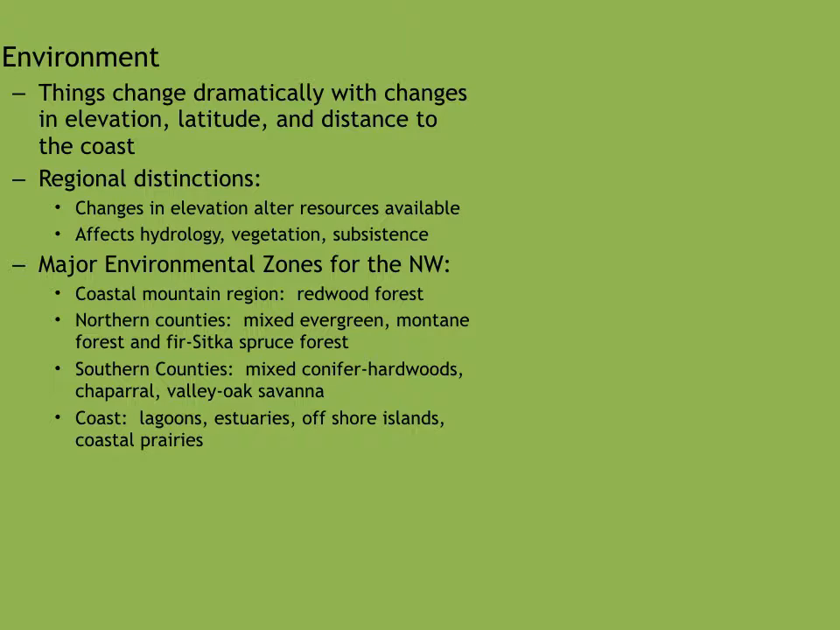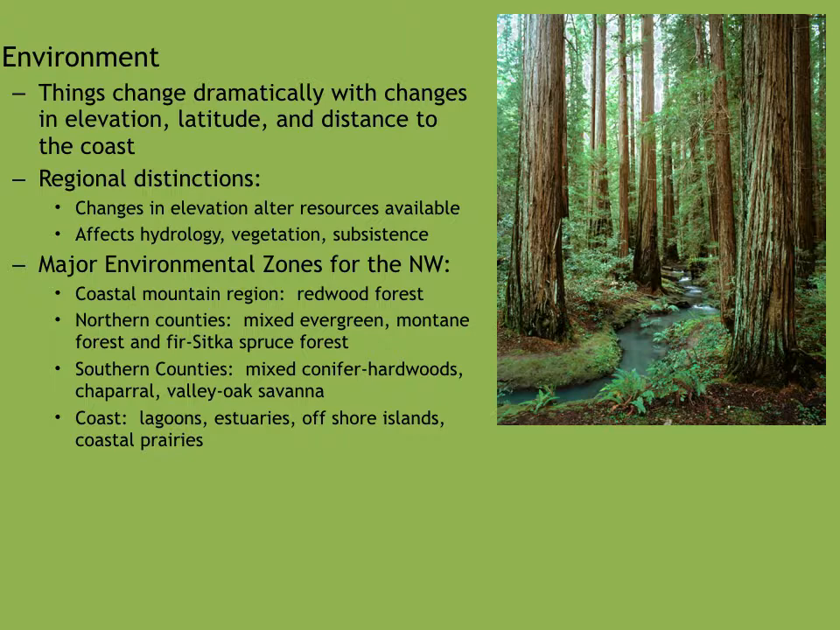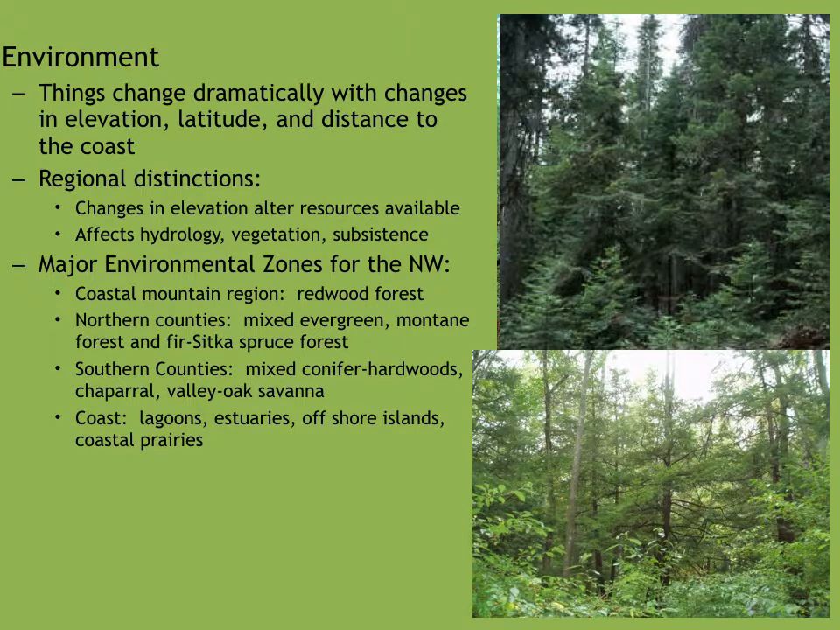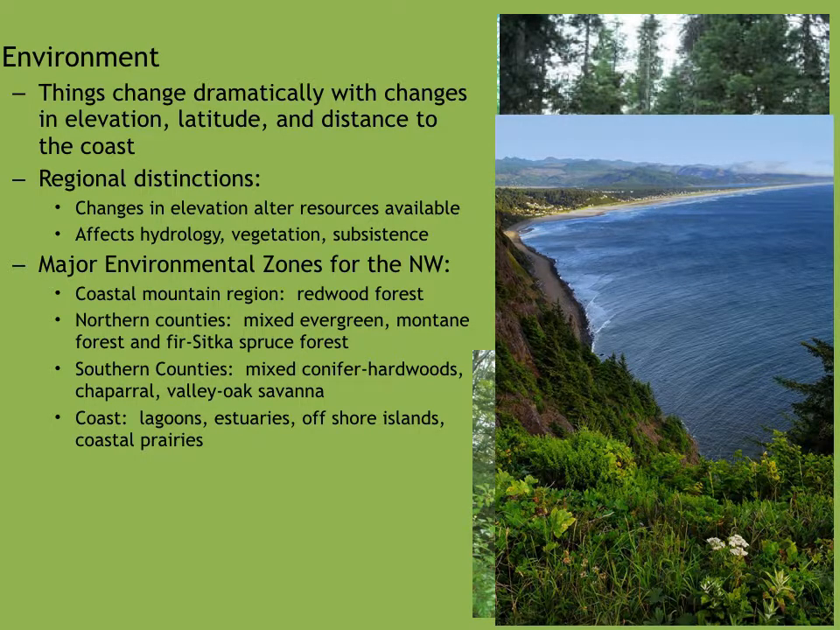So some of the major zones in the Northwest. There are four major zones. We have the coastal mountain region, dominated by the redwood forests. In the northern counties, there are mixed evergreens, montane forests, and fir Sitka spruce. So really heavy fir forests, evergreen forests. In the southern counties, you have a mix of conifers, hardwoods, chaparral, some valley oak savanna. So definitely an area where you might find a little bit more acorns in this area. And then, of course, along the coast itself, lagoons, estuaries, offshore islands, coastal prairies. Each of these has a very distinct type of resource available to it. And that's what we see certain groups, especially into the Pacific period, like we talked about, focusing on certain subsistence strategies. So we'll talk a little bit more about that.